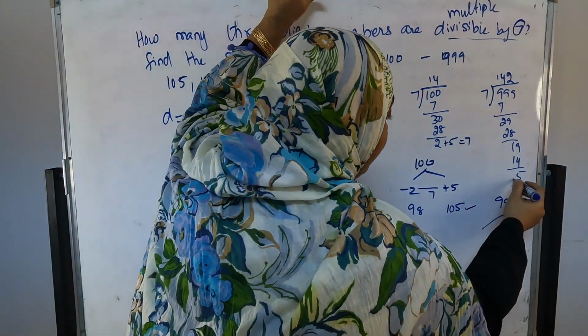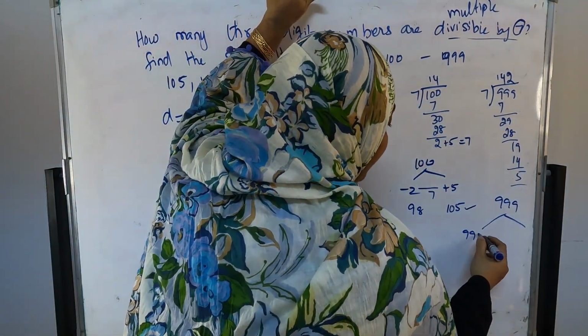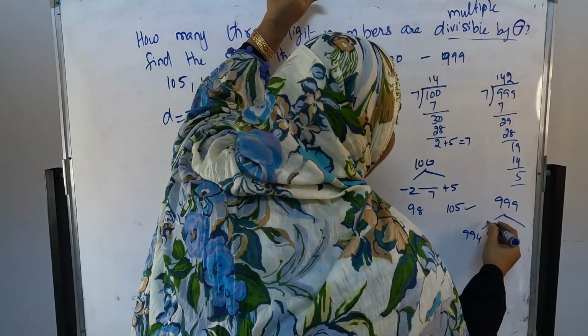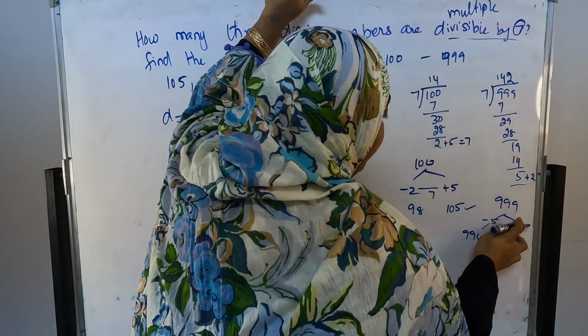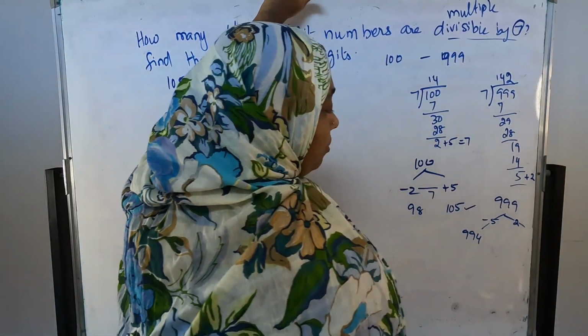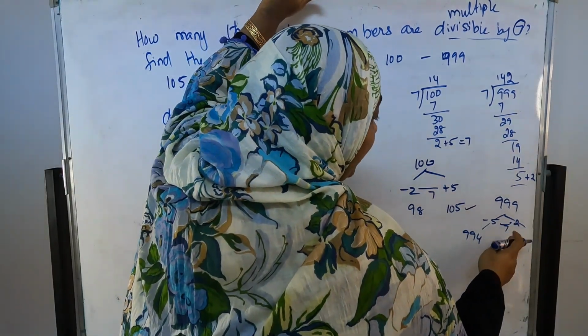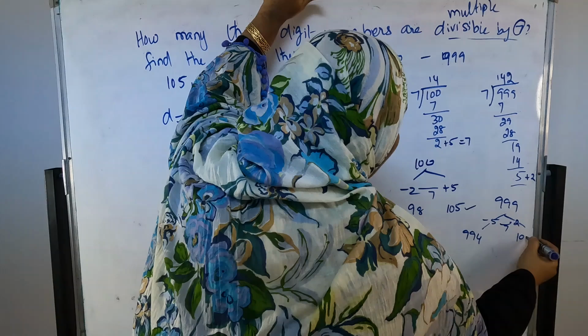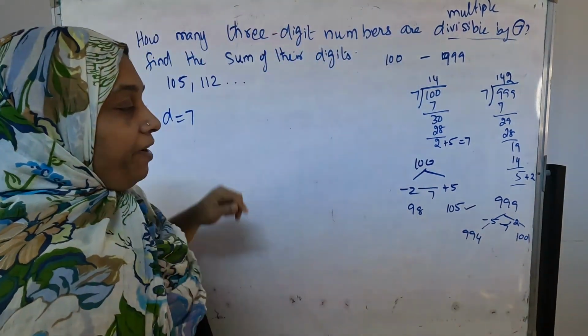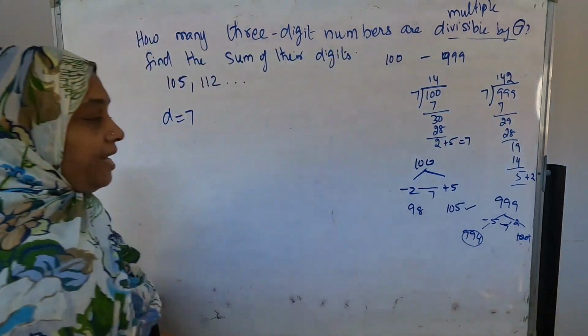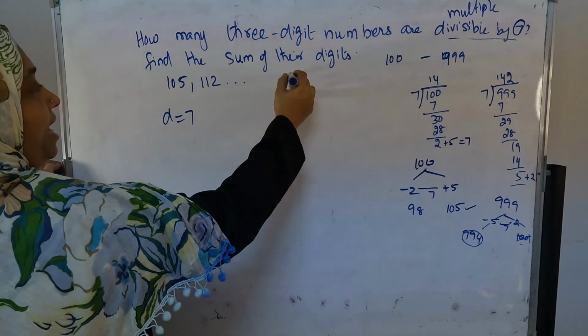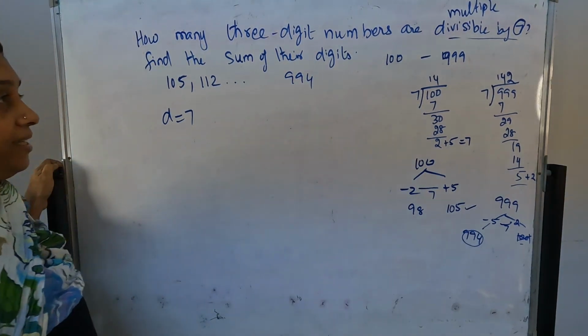If I am removing 5 from this number, it means 994. To make this 7, we can also do plus 2. That is 2. Total it is coming as 7. Okay. So it is 1001 that is coming. We don't want a 4 digit number. So we don't want this number. We will take this one, 994. Okay. So 994 is the last digit here.